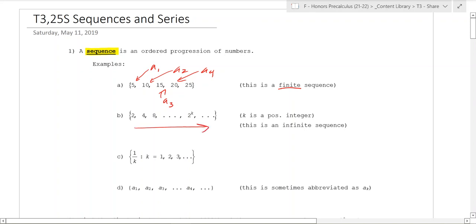These keep going here, and it tells you how to get each one. It's 2 to the k power, where k is the entry. So that's 2 to the first, 2 squared, 2 to the third, and then it keeps on going. And k is a positive integer. And it's infinite because it goes on forever, and you know that because of the dot, dot, dot.